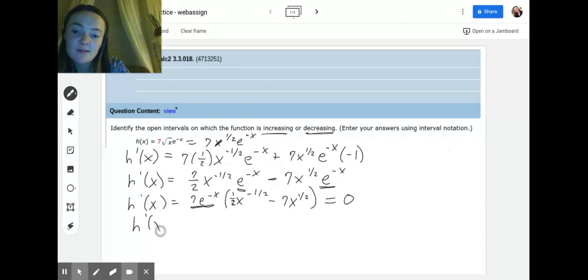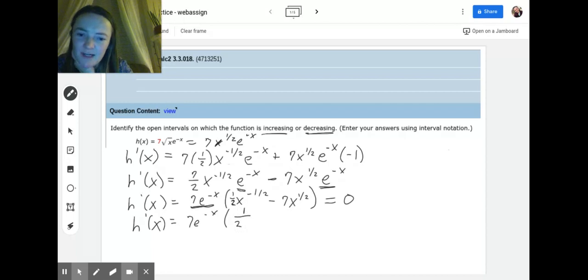So h prime of x is going to equal 7e to the negative x. Let's write this in terms of negative and positive exponents. This is the same thing as 1 over 2. X to the negative 1/2 is the same thing as 1 over the square root of x, minus 7 times the square root of x. Now, if I really want to combine these here, I am probably going to have to get a common denominator.